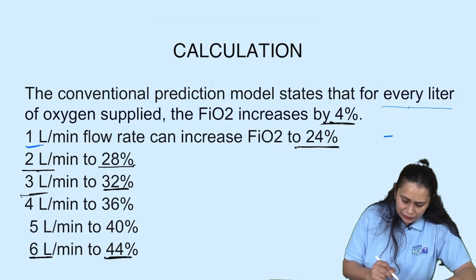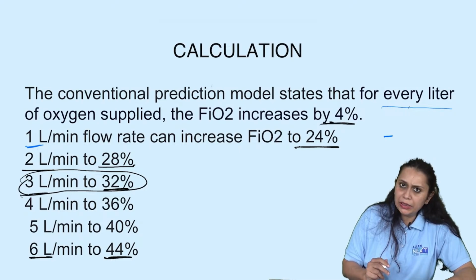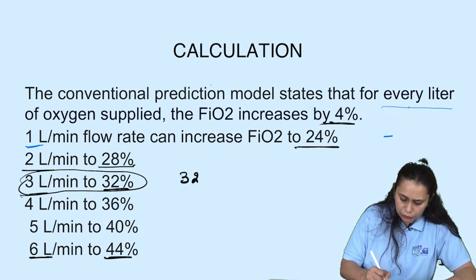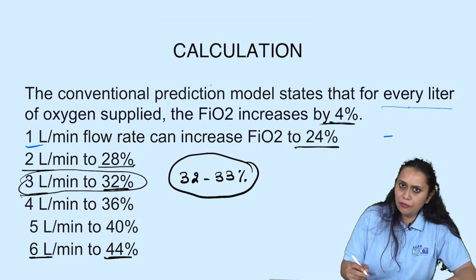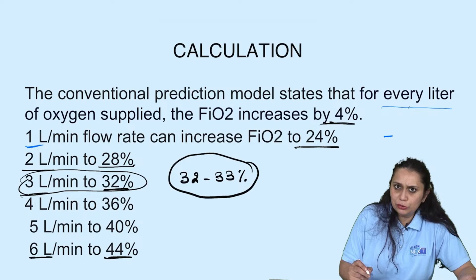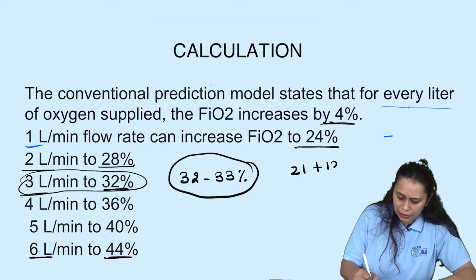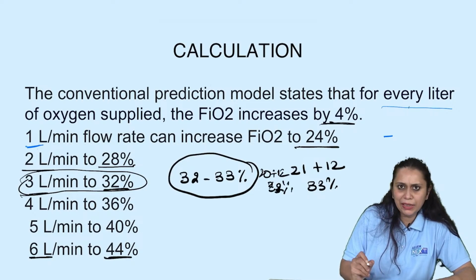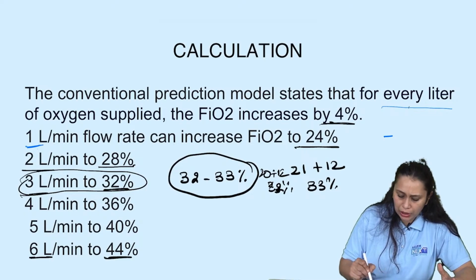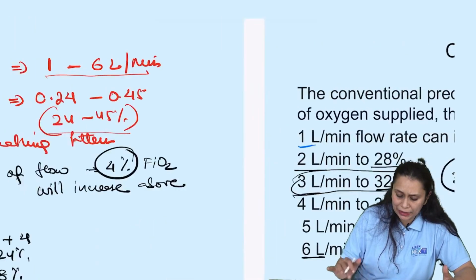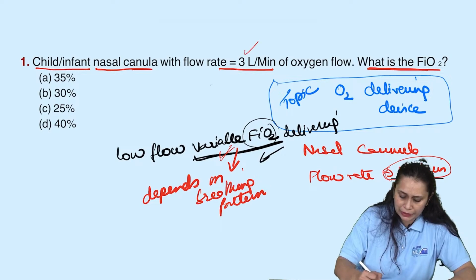Okay, so now let us see for 3 liters. For 3 liters, it will be 32 to a maximum of 33%. If I consider 21% as room air, then for 3 liters, if I add 4 times 3, that is 12. So 21 plus 12 comes to 33%. Or if I add 20 plus 12, it comes to 32%, right? So 32 to 33% is what we are expecting at a flow rate of 3 liters per minute.